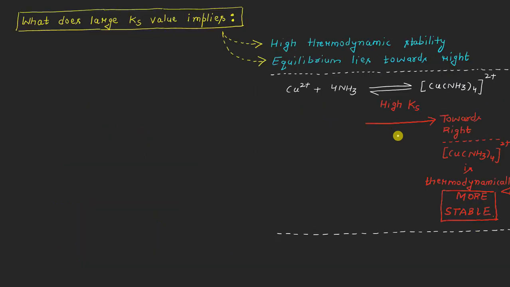So here you can see that the larger Ks values imply, first, that the thermodynamic stability will be high. Moreover, I have also discussed that the equilibrium will shift towards the right direction. So if the value of Ks is high, the equilibrium will be shifting towards the right, where our complex ion is present, formed from the ions, the copper and the ammonia. So this will have high thermodynamic stability and it will be more stable, of course.